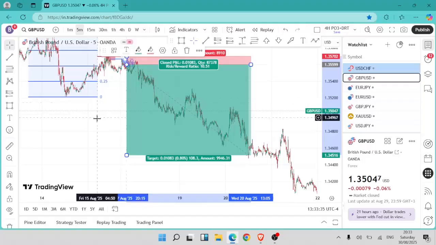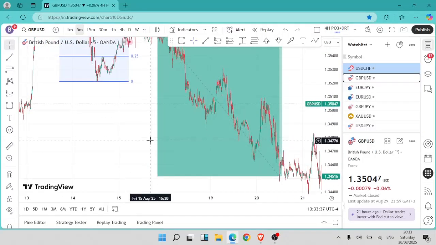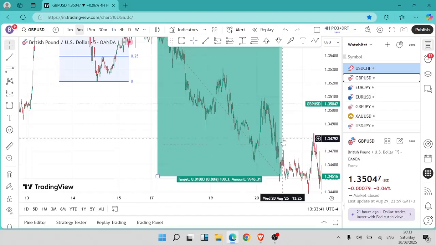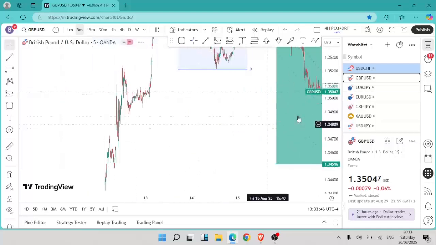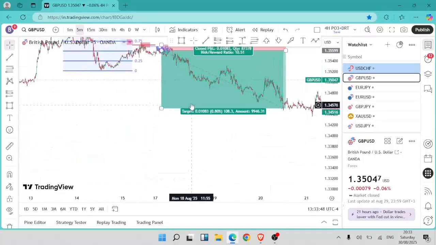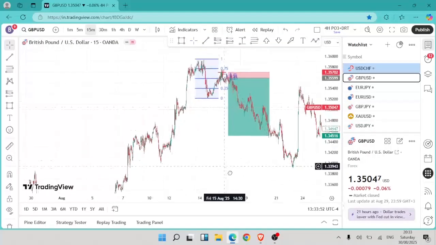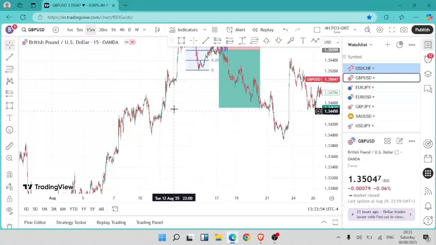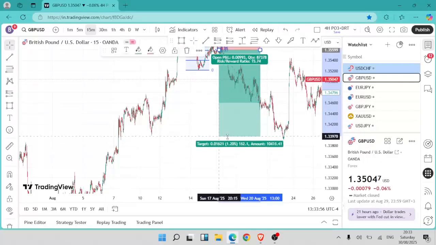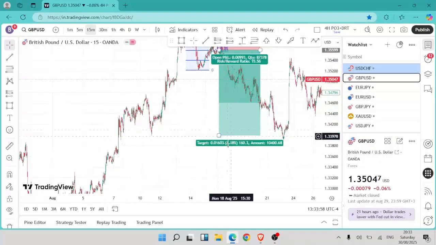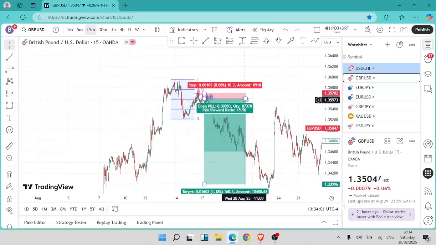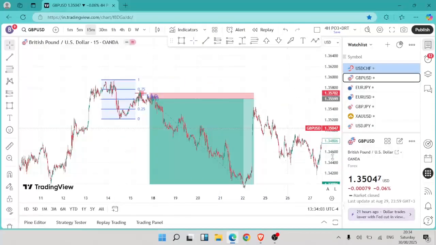Targeting a 10R. Let's see how long this trade took. This is from 17th of August to 20th, so those are 3 days. Should we have any other target? Let's go to the 15-minute and see if we have any other targets. So we have this low here, several lows here, right? So you can also have that as a target, and then you keep holding this trade.